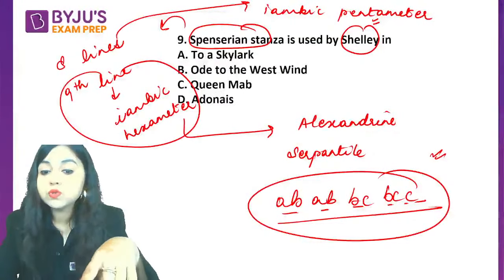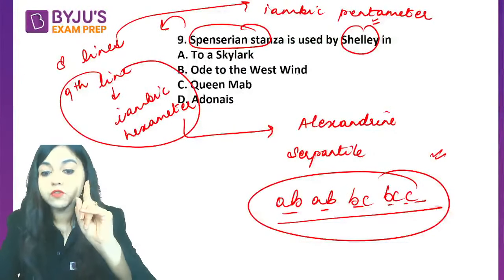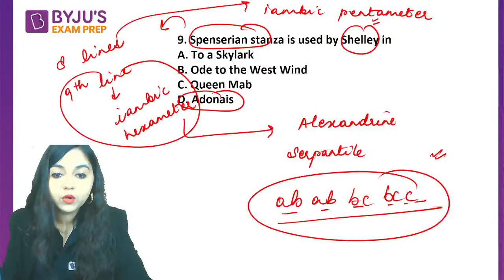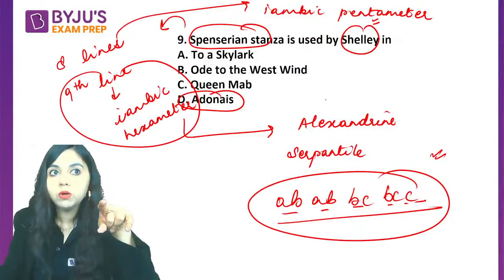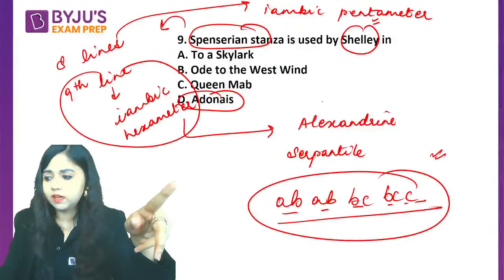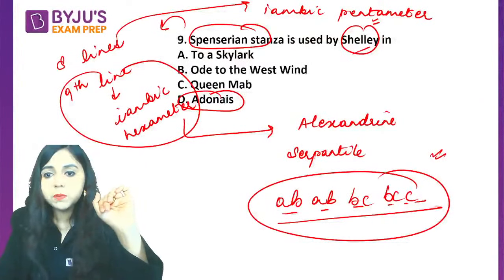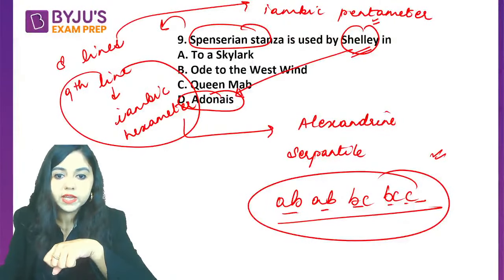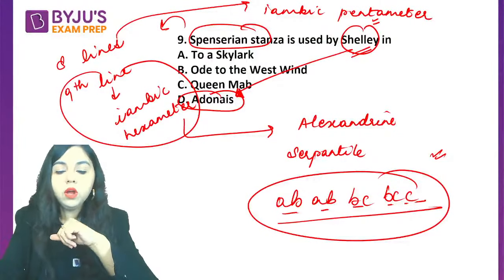It was introduced by Edmund Spenser in The Faerie Queene, and it was used by Shelley in his Adonais. Remember, we also talked about Mobla being written by Shelley in the very recent classes. So keep on compiling. That is how you update your notes. Now one more work of Shelley comes in, so that is how you update all your notes.